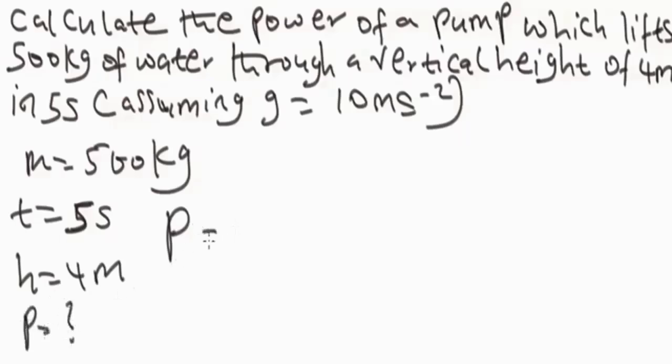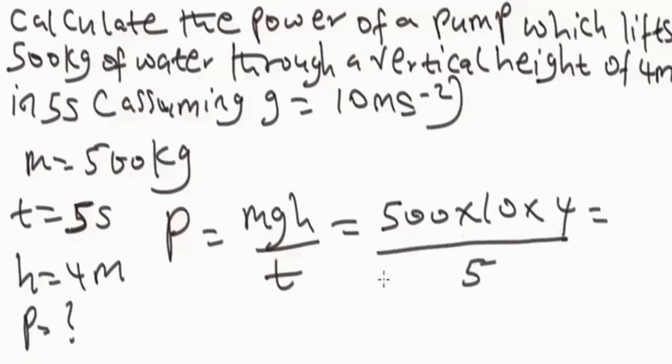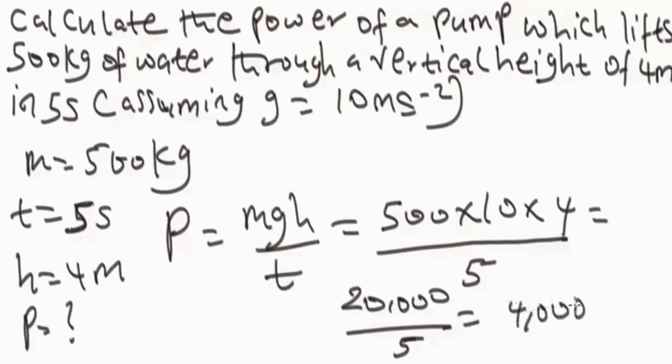Power is unknown, so power will be mgh over time. When you substitute the values, the mass is 500, times the acceleration due to gravity given here as 10, times the height, 4, over the time, 5. So when you break this down, 500 times 10 gives us 5,000, and 5,000 times 4 gives us 20,000, over 5. When you simplify this, 20,000 divided by 5 gives us 4,000 watts.